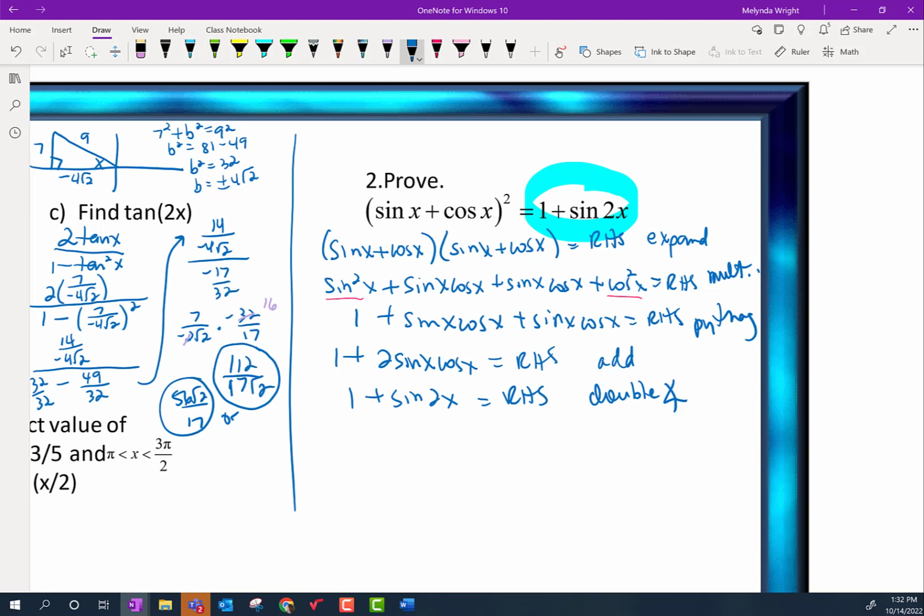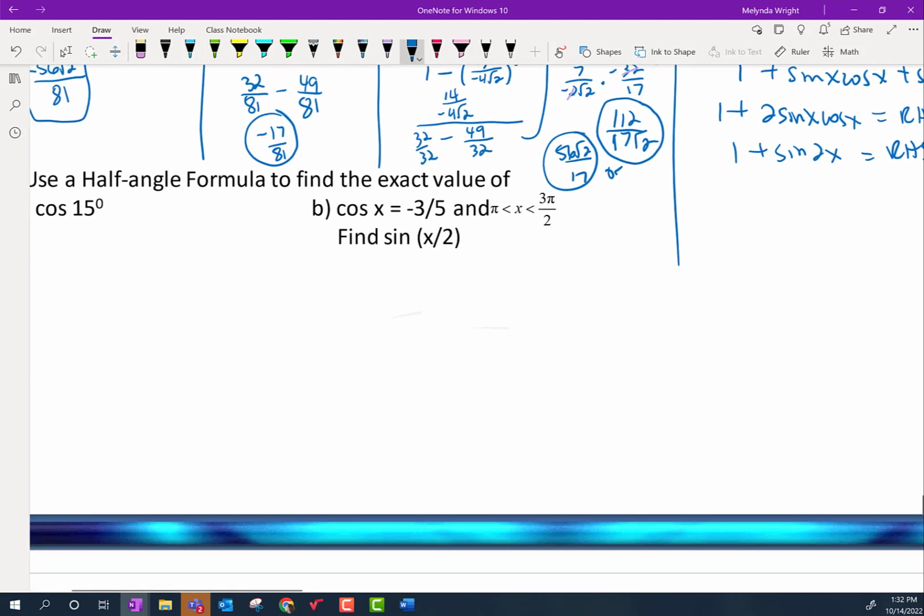And there is a proof that's using double angle. All right, so there's only one thing we haven't looked at yet, and that's the half angles. So let's go to our half angles. Let's do a couple of examples on half angles.